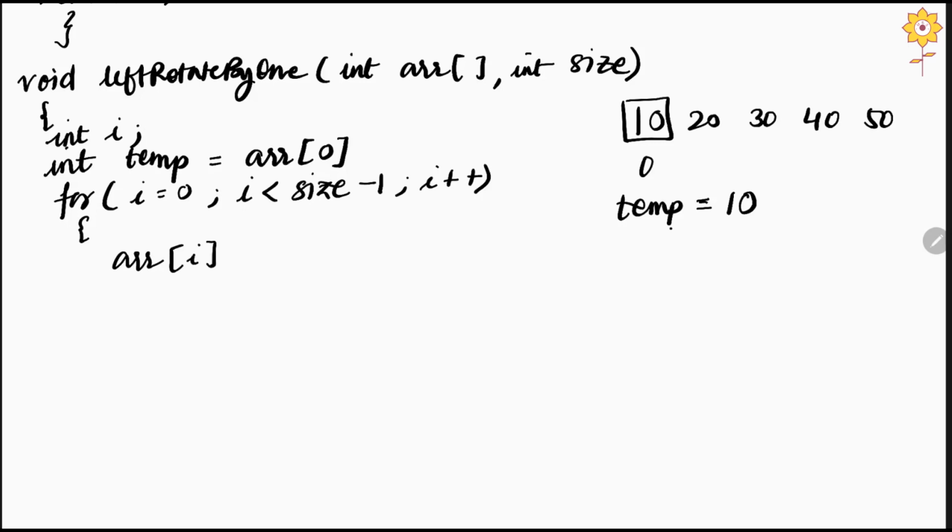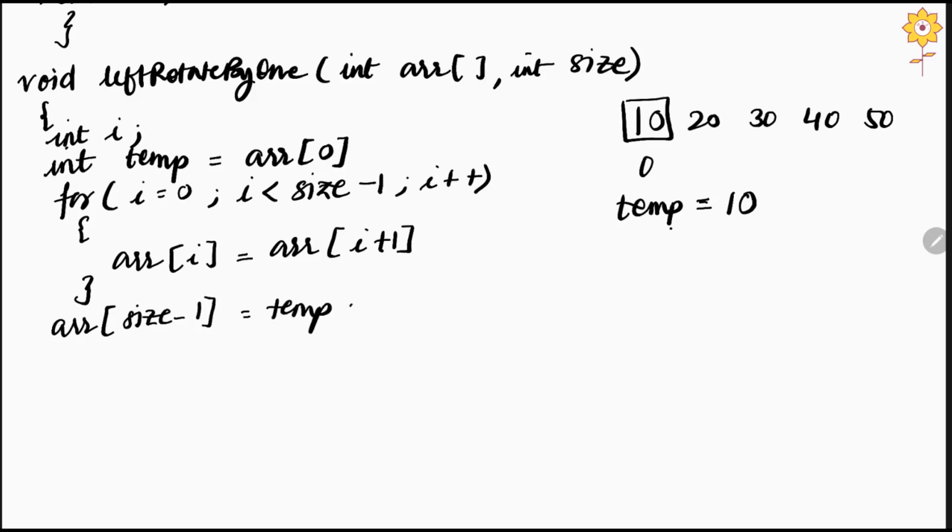The ith element inside the array, what should it get? It should get whatever is in the I plus 1 position, okay. Then you close it, and then finally array size minus 1, okay. The last element will get whatever is in the temporary variable.